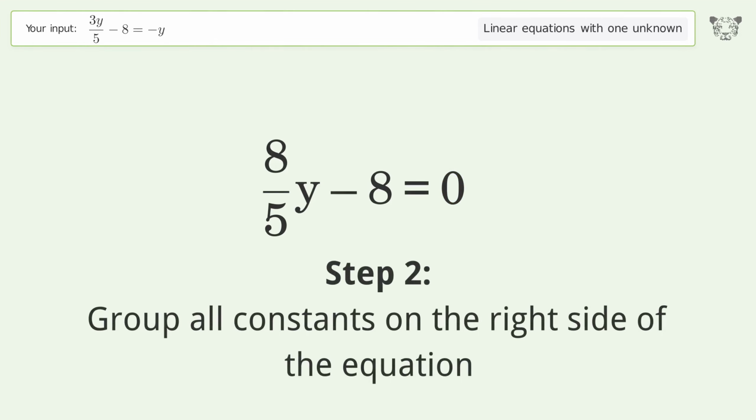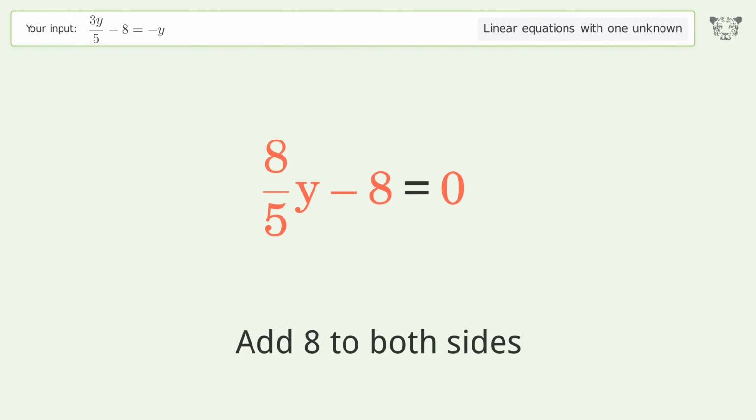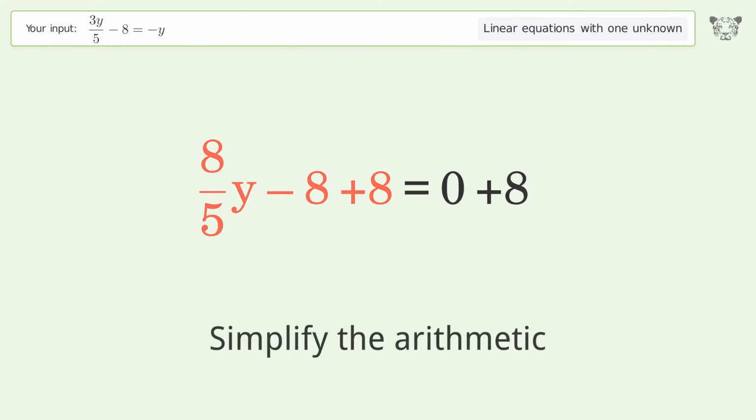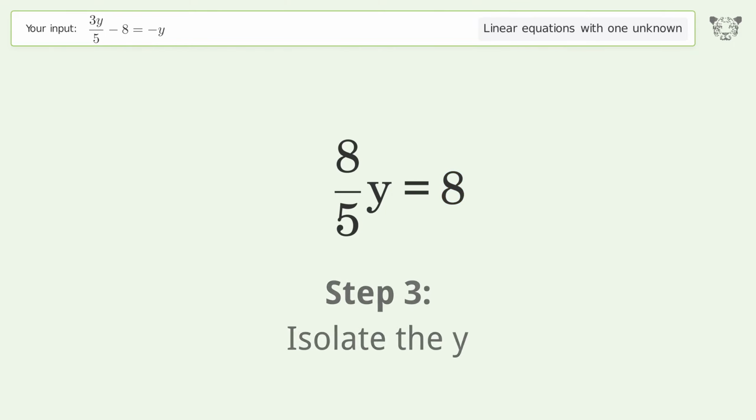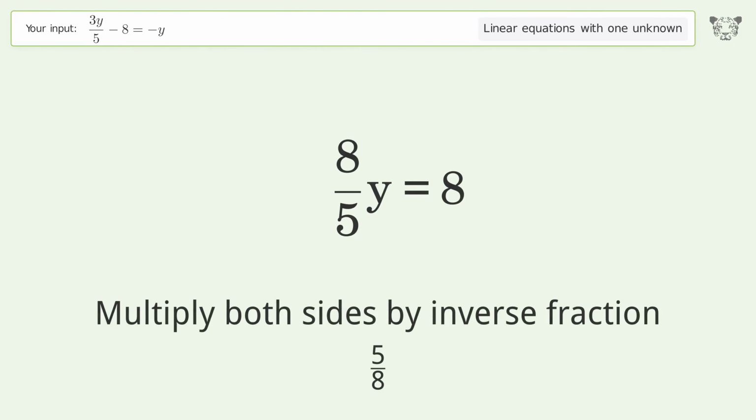Group all constants on the right side of the equation. Add 8 to both sides. Simplify the arithmetic. Isolate the y. Multiply both sides by inverse fraction 5/8.